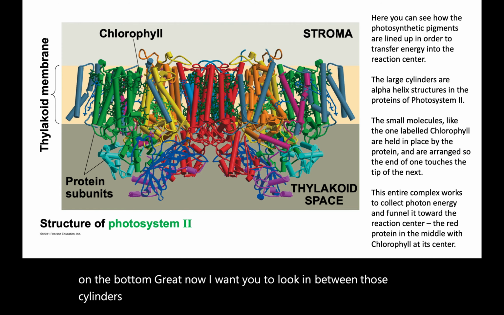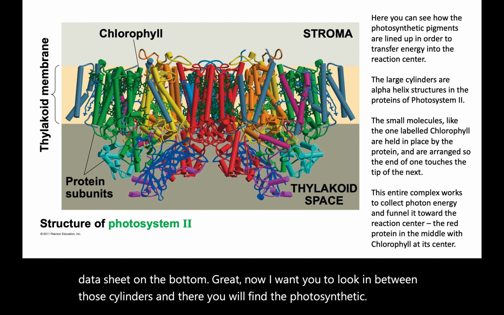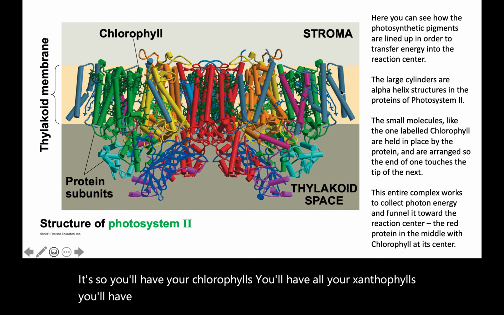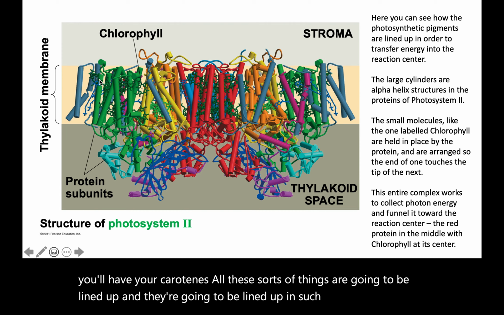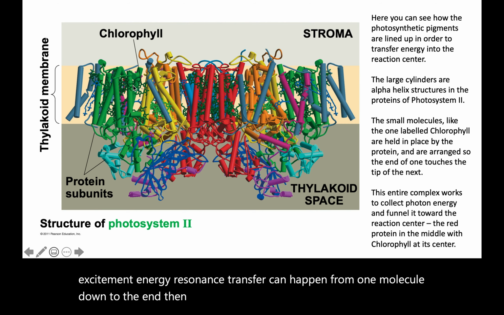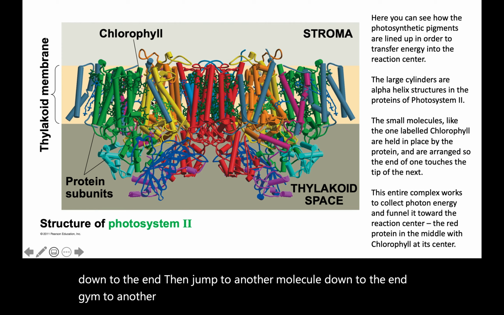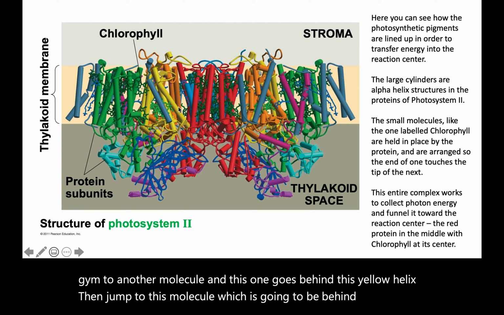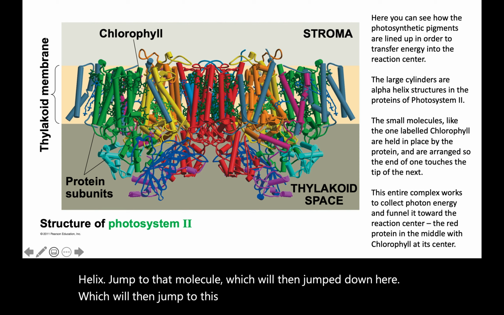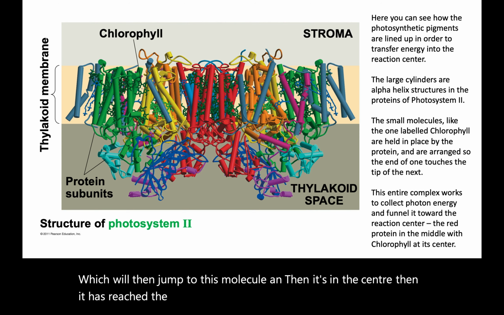Great. Now I want you to look in between those cylinders. There you will find the photosynthetic pigments. You'll have your chlorophylls, your xanthophylls, your carotenes. All these are lined up in such a way that excitation energy, resonance transfer, can happen from one molecule down to the end, then jump to another molecule, and another, behind this yellow helix, then jump to this molecule, which then jumps down here, and then to this molecule, and then it's in the center. Then it has reached the center of photosystem 2.